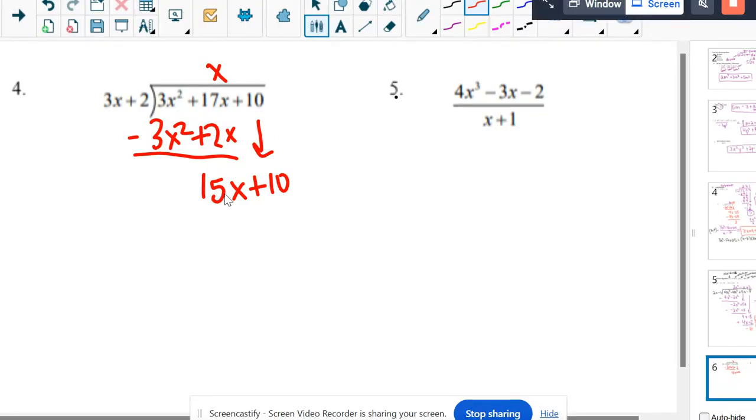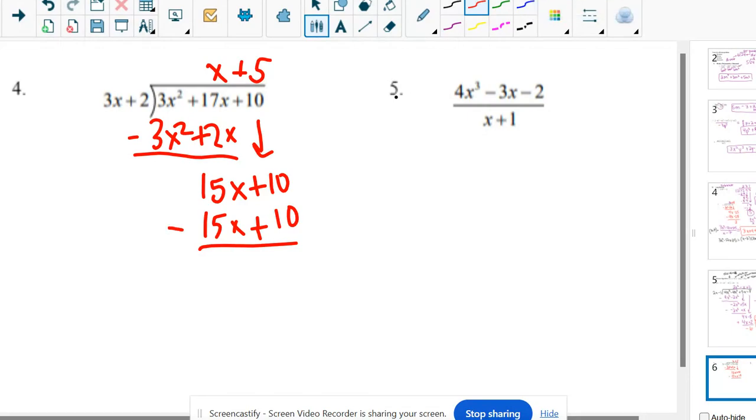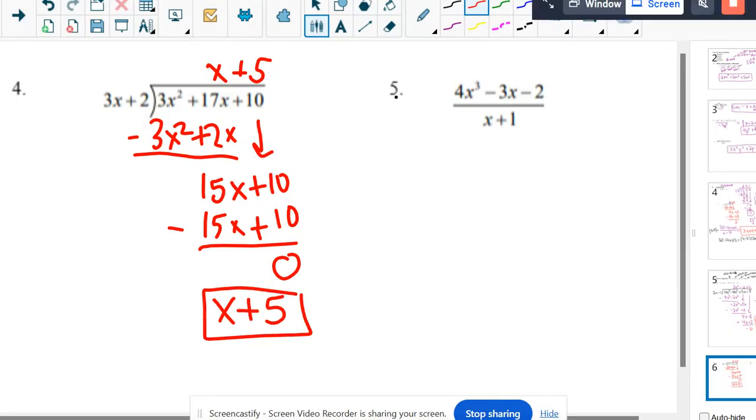So if this is 15x and this is 3x, then it goes into it 5 times, so plus 5. And then I multiply 5 with my divisor here, so that would give us 15x plus 10. And then if I subtract those, we get 0. So that means the answer is x plus 5, which also means that you could factor this as 3x plus 2 times x plus 5.